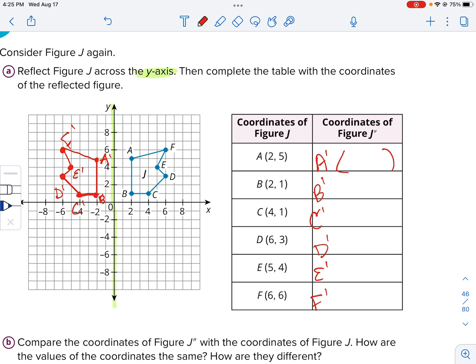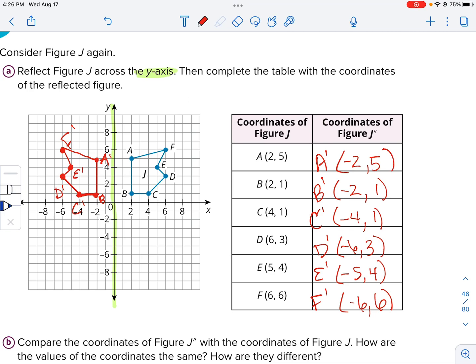So if I look at A, I'm going to get -2, 5. B, I'm going to get -2, 1. C, I'm going to get -4, 1. D prime, going to get -6, 3. E prime, -5, 4. And -6, 6.